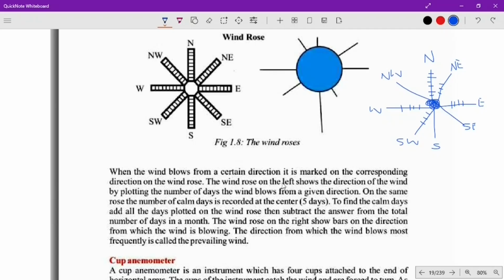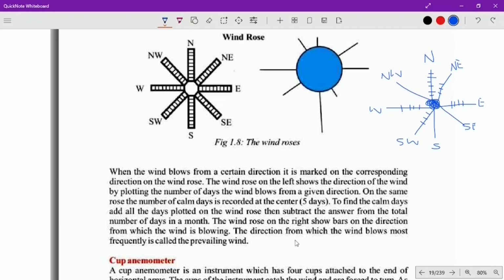Right, the wind rose on the left shows the direction of the wind by plotting the number of days the wind blows from a given direction. On the same rose, the number of calm days is recorded at the center. For example, it can be 5. Now, to find the calm days, add all the days plotted on the wind rose, then subtract the answer from the total number of days in a month. The wind rose on the right shows bars on the direction from which the wind is blowing.